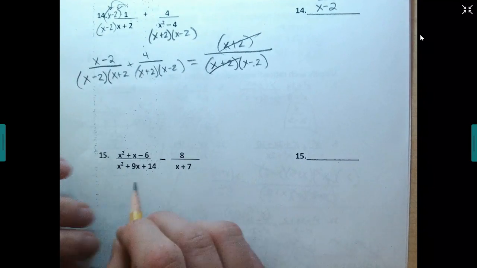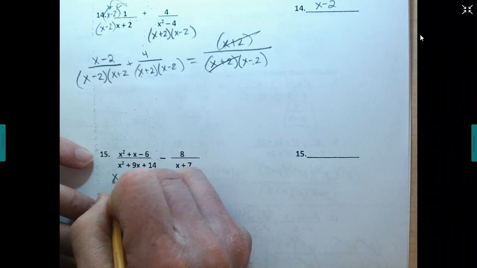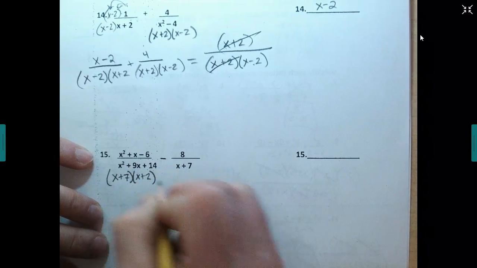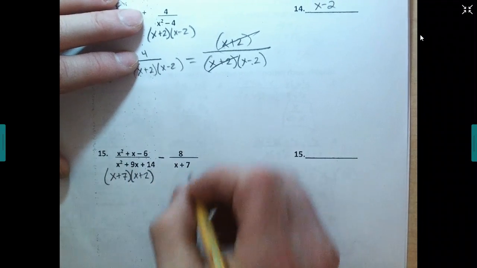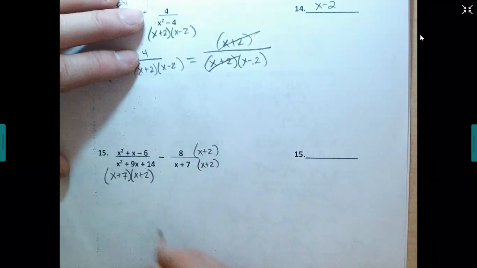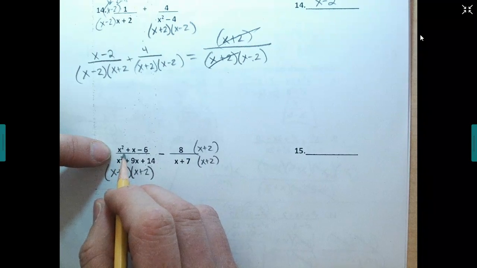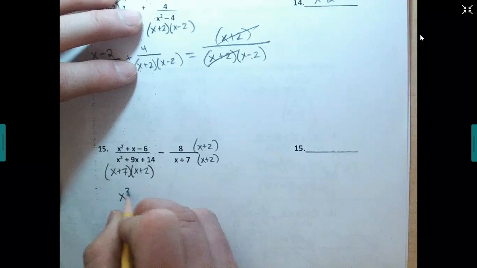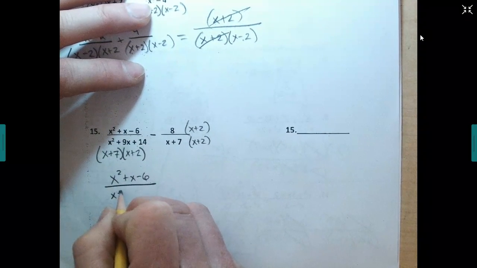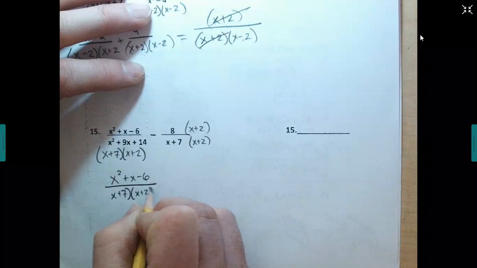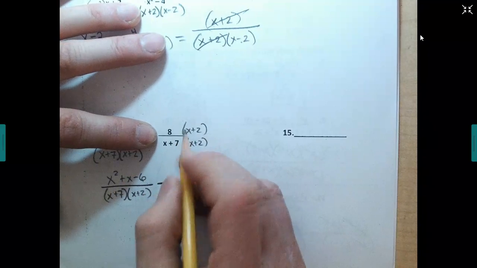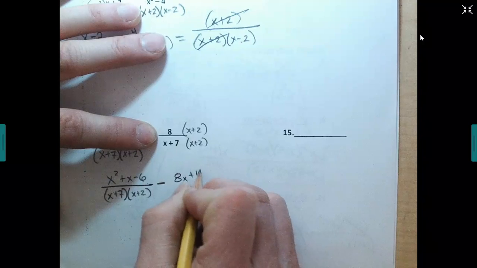All right. Common denominators. Let's factor this one. I have x plus 7, x plus 2. So I need to multiply this by x plus 2. Okay. Now this top one, we're going to leave it like that. x squared plus x minus 6. And then we have minus, and then we distribute this 8. So we have 8x plus 16.